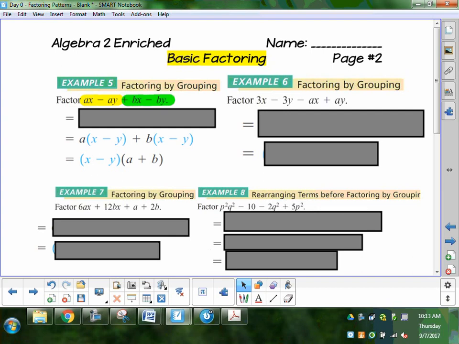Now, I want you to try out example 6 on your own. You may make a casual mistake on 6, and that's all right. That's why we've got erasers. But give example 6 a try right now.